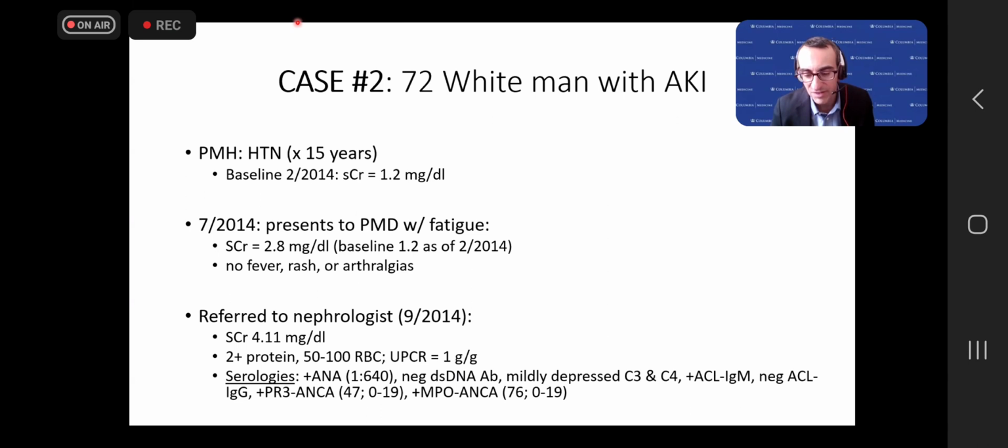depressed complements, a positive anticardiolipin IgM, but a negative IgG, a positive PR3 ANCA at a level of 47 with under 20 being negative, and a positive MPO ANCA at 76 with again being negative under 20. So this patient was then sent for a kidney biopsy, and I'll hand it off to Dr. Centriello to tell us what's on the biopsy.